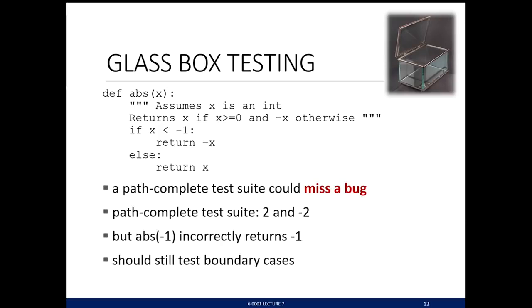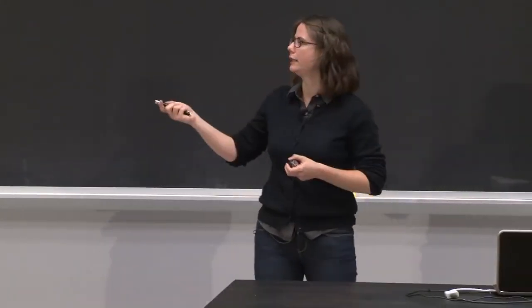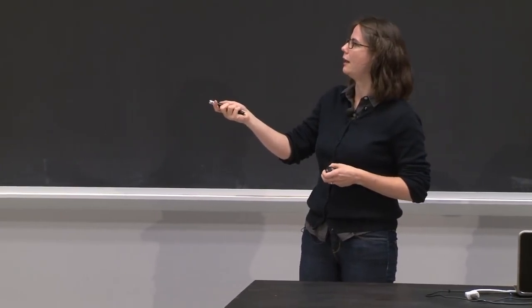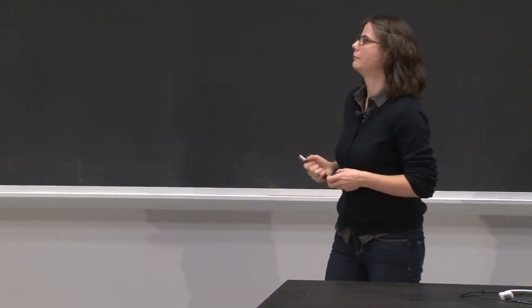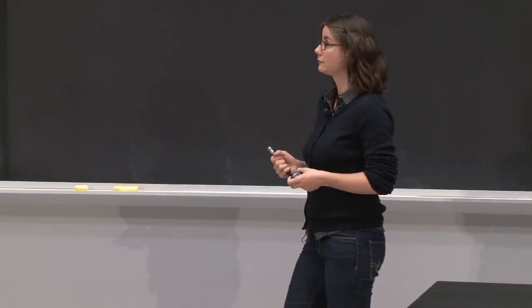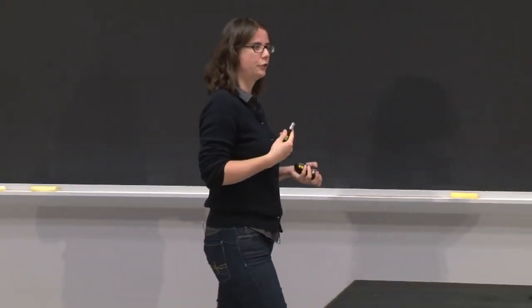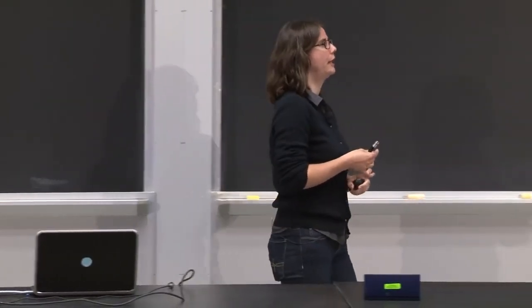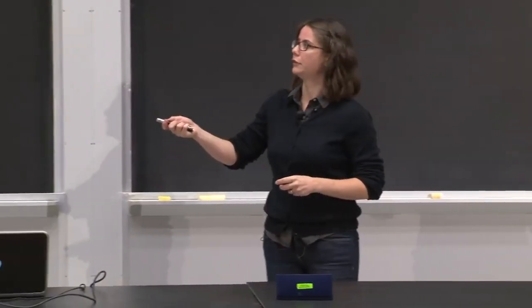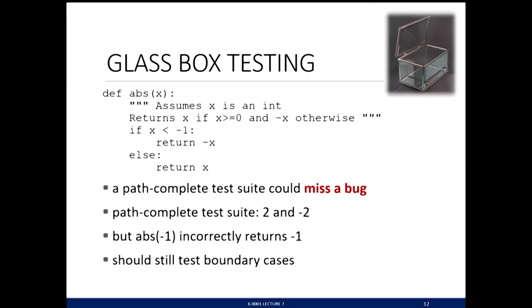yields a path-complete test suite. But notice that while we've hit upon every possible path through this code, we've actually missed a test case, -1. So this code incorrectly classifies -1 as returning -1, right, which is wrong. So for glass box testing, in addition to making sure you're going through all the possible paths through the code, you also want to make sure you hit upon any boundary conditions. So in this case, for branches, -1 is a boundary condition.